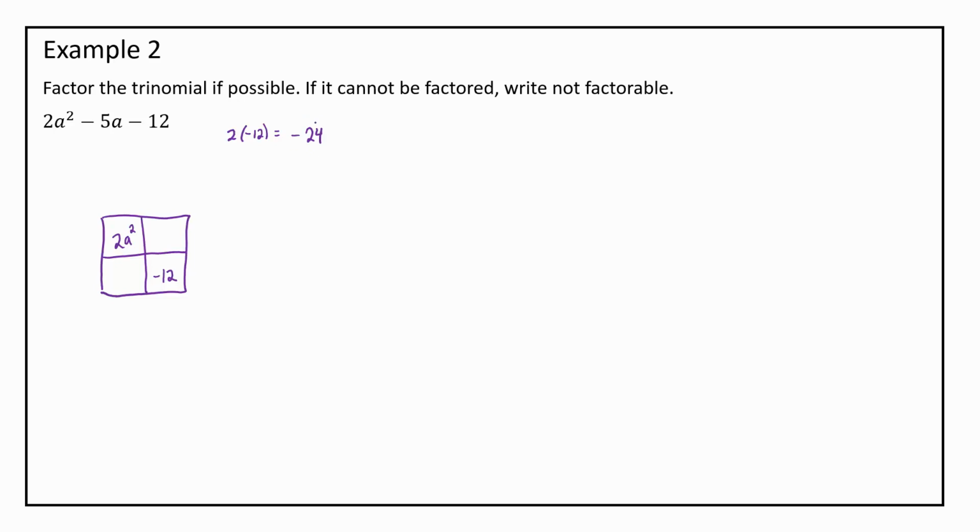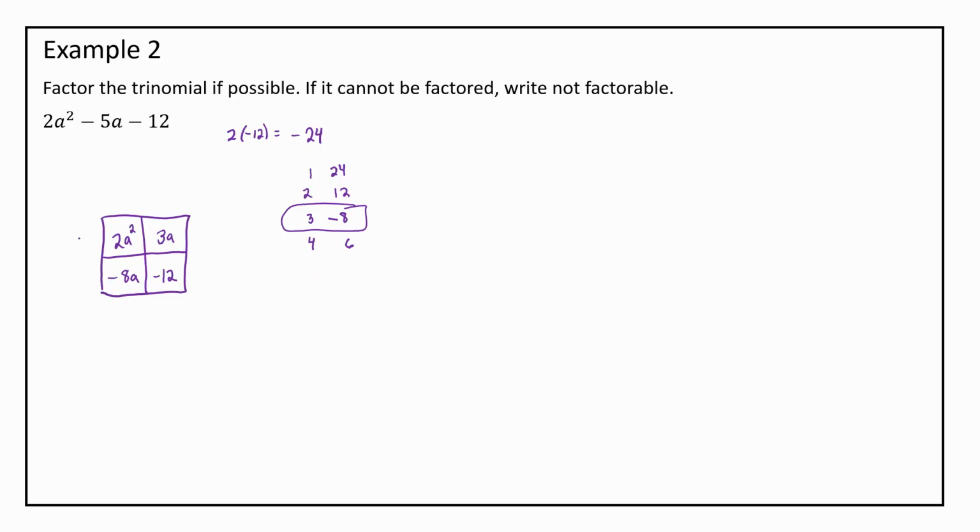I need what multiplies to get negative 24 that adds to get negative 5. So I've got 1 and 24, 2 and 12, 3 and 8, 4 and 6. Well, there's only one of those that subtracts to get 5, and so I just need to decide, do I want to make the 3 negative or the 8 negative if I want to add and get a negative number? Since I want the bigger number to be negative to add to get a negative number, that means the 8 needs to be negative. So in one of the boxes, I need to put 3a, and in the other, I need to put negative 8a.